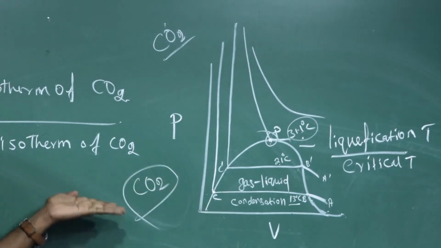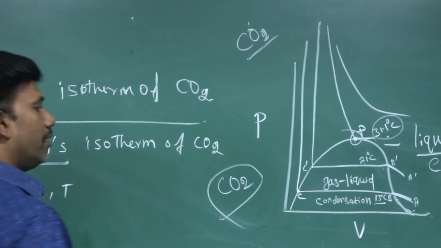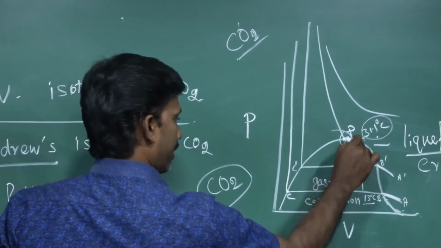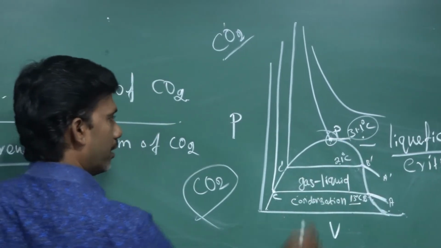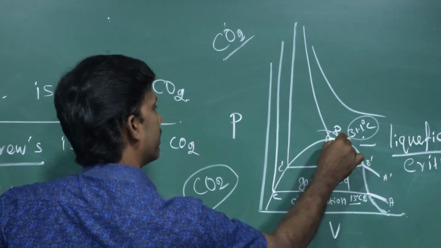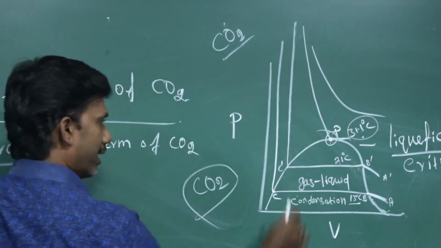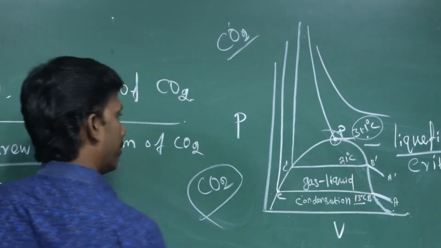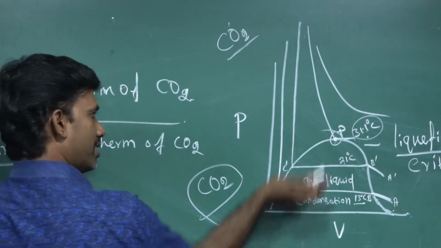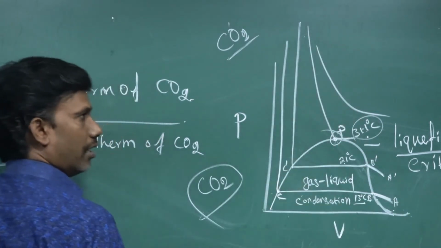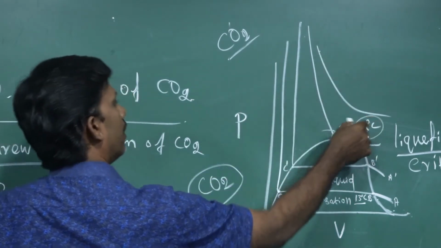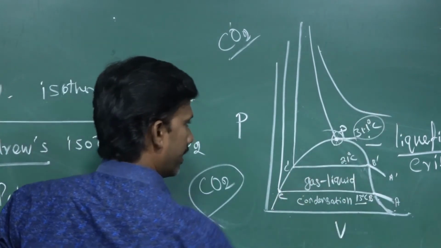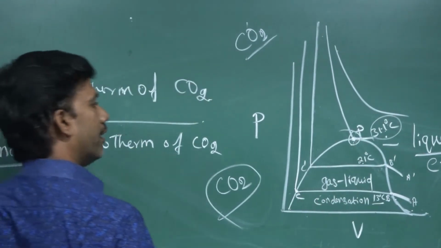Once again I am repeating this. When the condensation area is reduced for successive isotherms, at a certain point the area becomes 0. That means here the carbon dioxide has completely become a liquid. Above this temperature, the liquefaction temperature of carbon dioxide, 31.1 degrees Celsius, the gas cannot be liquefied at any temperature, even at a high pressure. So this is the critical point, and this is called the critical temperature.